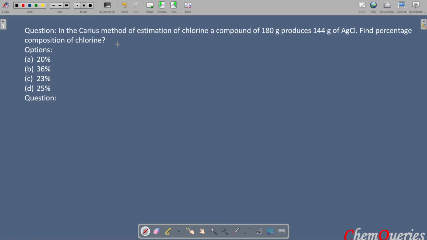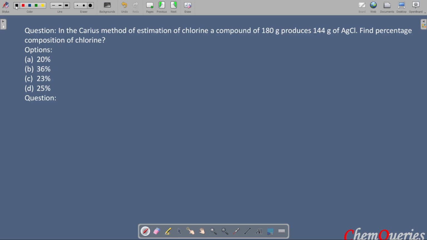Hello students, let's see the given question. In the Carius method of estimation of chlorine, a compound of 180 gram produces 144 gram of AgCl. Find the percentage composition of chlorine. The options are 20%, 36%, 23% and 50%.